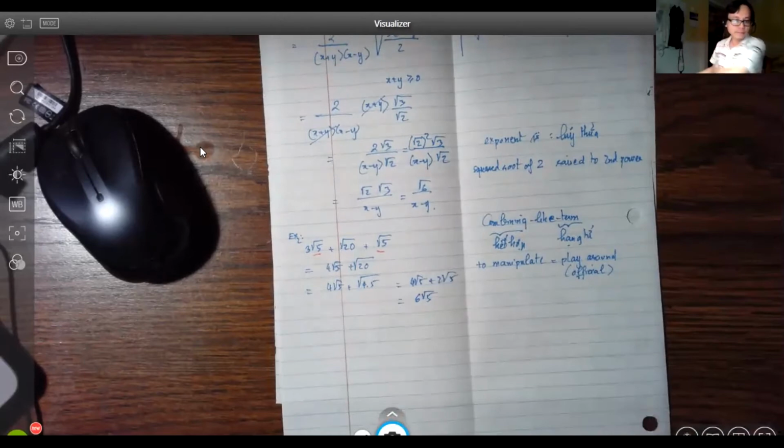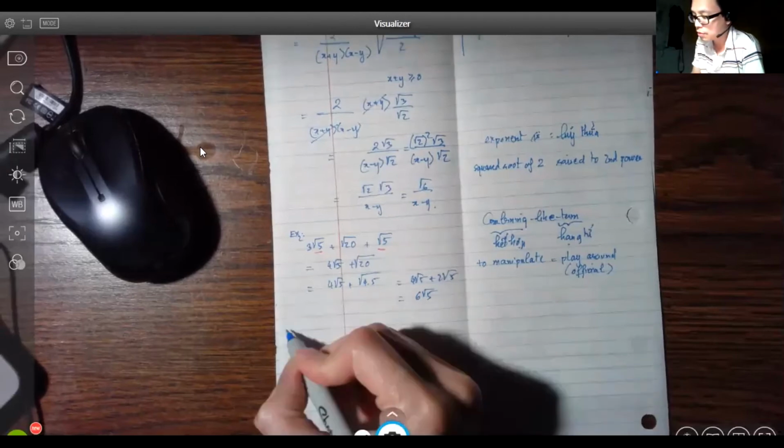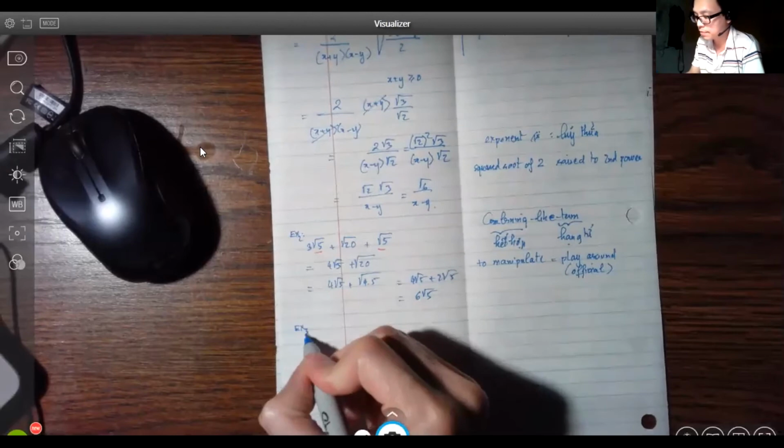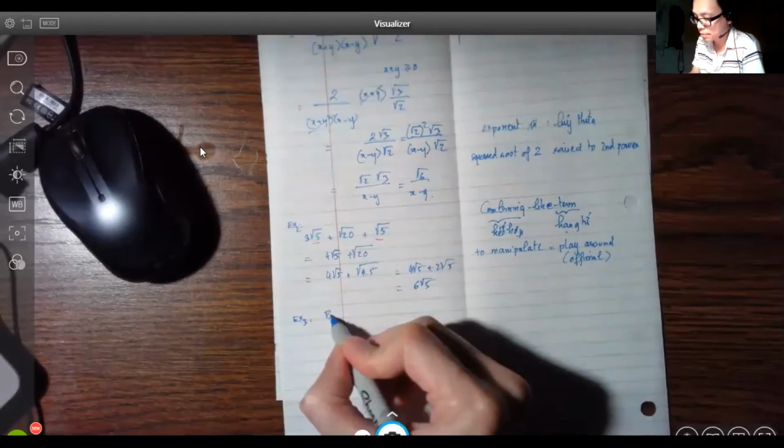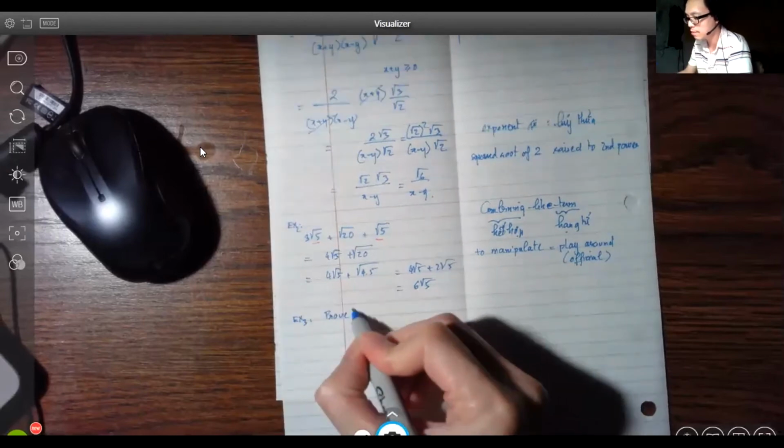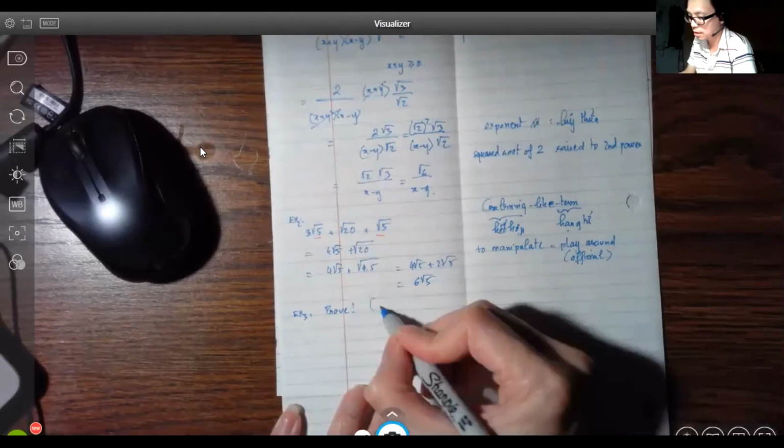All right. So far we learned how to simplify radical expressions, even though one of the problems is harder than the other. And in the third example, I want to show you how to prove. Prove là chứng minh đó. Chứng minh.